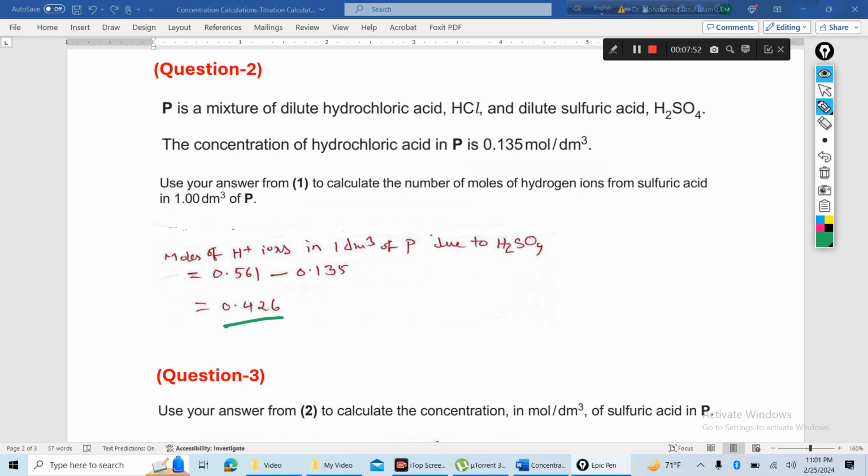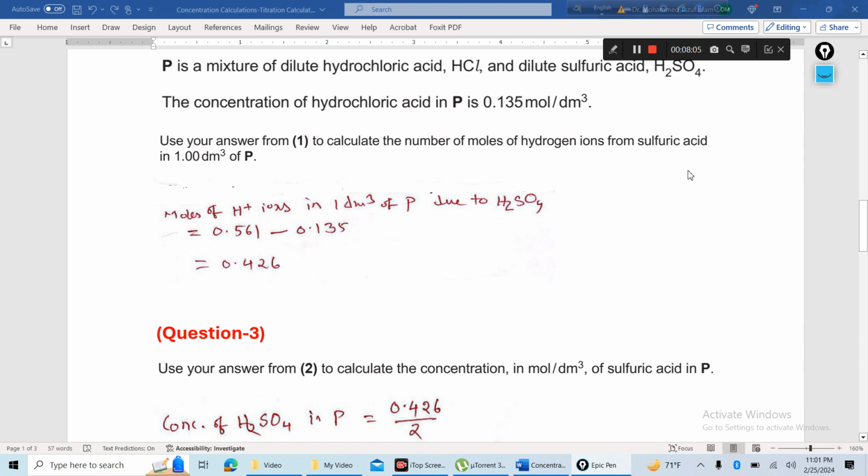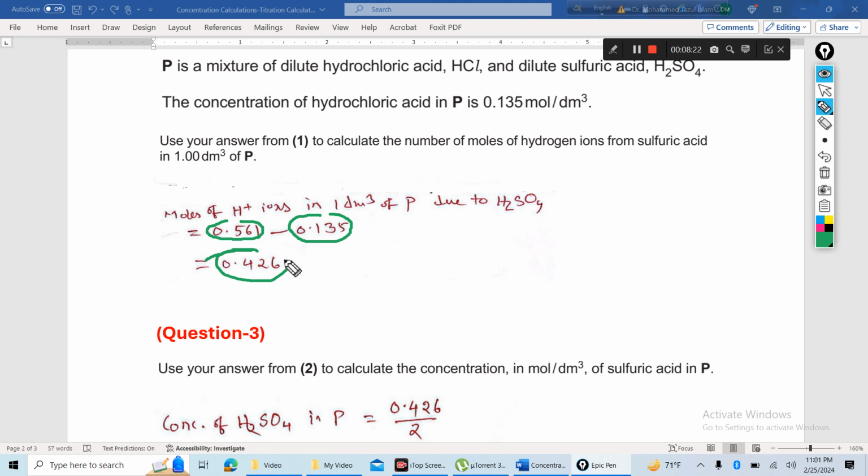So two acids, hydrochloric acid and sulfuric acid. From the total value, if you subtract hydrochloric acid, you get the moles of hydrogen ion which come from sulfuric acid.